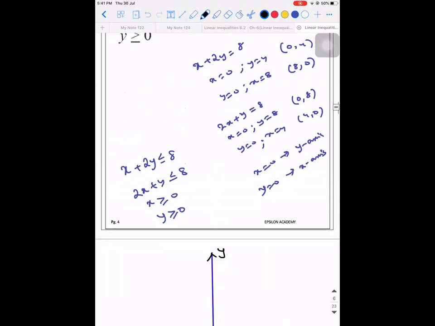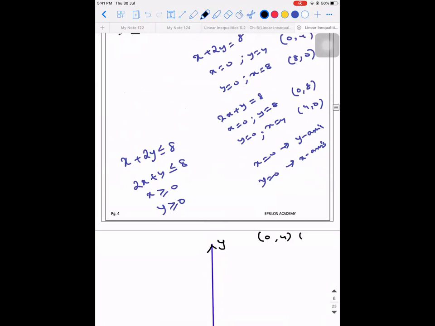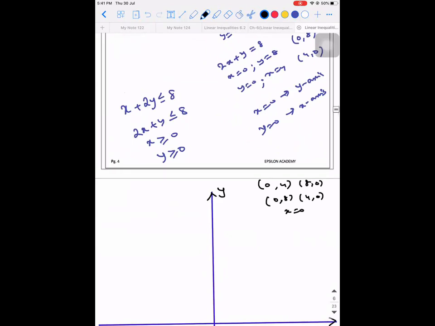So what are all the coordinates that we have? (0, 4) and (8, 0) for the first line. (0, 8) and (4, 0) for the second line. X equal to 0, y equal to 0. So it is greater than origin. Actually, x greater than or equal to 0 and y greater than or equal to 0, you can treat it as a single thing itself. X equal to 0 and y is equal to 0, they're simultaneously happening.